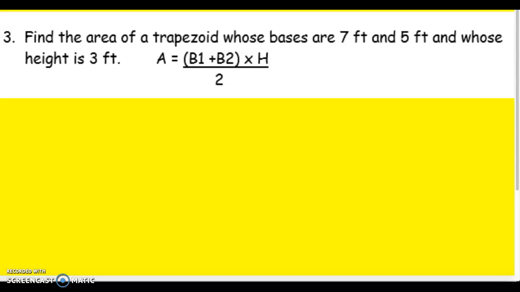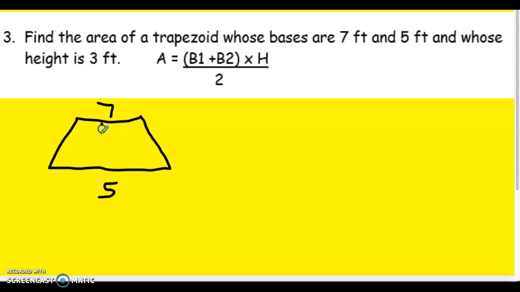Okay, question number 3 is a trapezoid. You can certainly draw it if you want. There is no picture here, but sometimes it may help you to draw it out, and that's always a good strategy. So I'm going to draw a trapezoid. One base is 7 feet, one base is 5 feet, and the height is 3. I'm just going to leave out the units for now, and I'll add them onto my answer at the end. So here's the formula that you need.